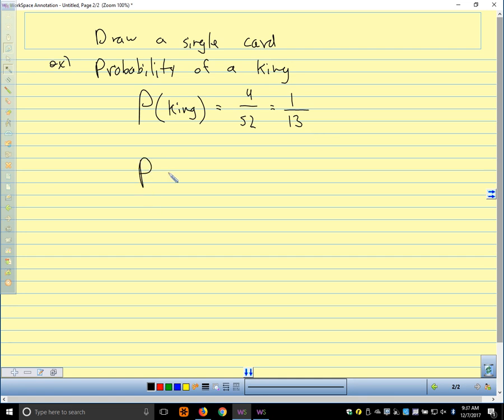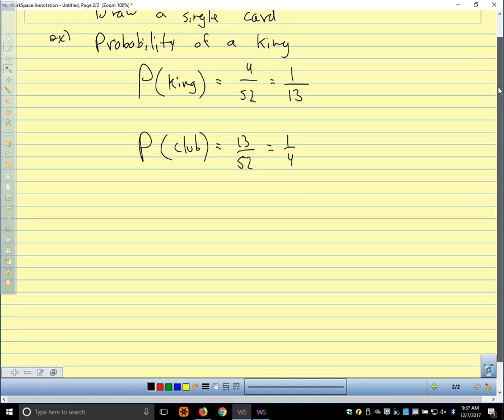How about the probability of drawing a club? How many clubs are there? 13. And that's 1/4. We could also think of that one as we know that a deck of cards is split into 4 suits, and a club is one of them, so 1 in 4. All right, so nice, easy probabilities to calculate there.